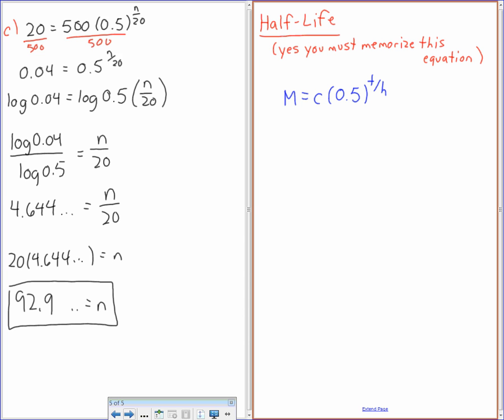Now, before I go on here, let's talk about what Half-Life's all about. I hope you got this from Friday. Other than being a wicked video game from the 90s, what else is Half-Life? Yes, go ahead. Right, the amount of time it takes for half of something to decay.